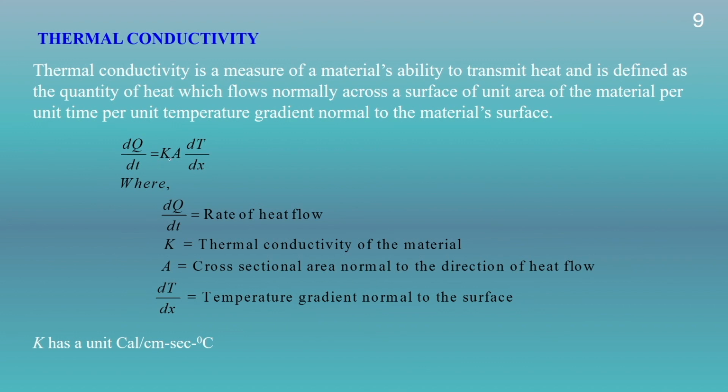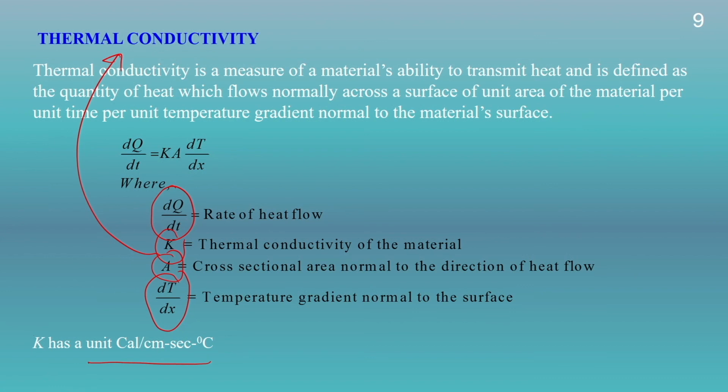So, dQ/dt = KA dT/dx, where dQ/dt is the rate of heat flow, K is a constant known as the thermal conductivity of the material, A is the cross-sectional area normal to the direction of heat flow, and dT/dx is the temperature gradient normal to the surface. This K is known as the thermal conductivity, and its unit is calorie per cm per second per degree centigrade.